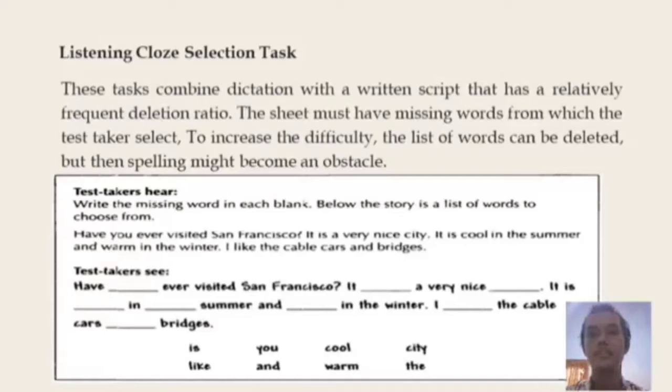To increase the difficulty, the list of words can be deleted. Bad spelling might become an obstacle. The example is in the sheet. The test taker will here write the missing word in its blank. Below the story is a list of words to choose from.